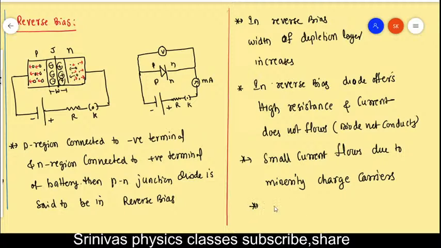And what about the potential barrier? In reverse bias, the depletion layer increases, which means automatically the potential barrier also increases. Potential barrier also increases. Within 2 minutes, I am going to close.